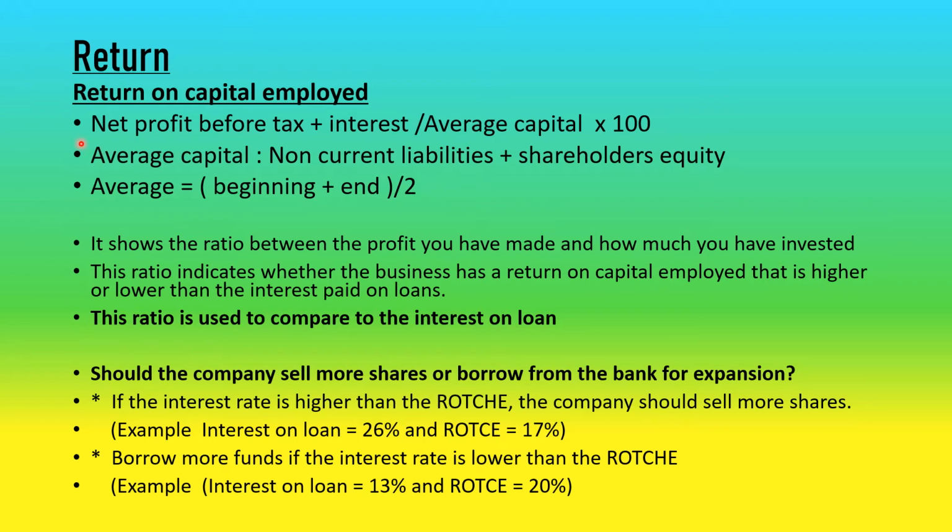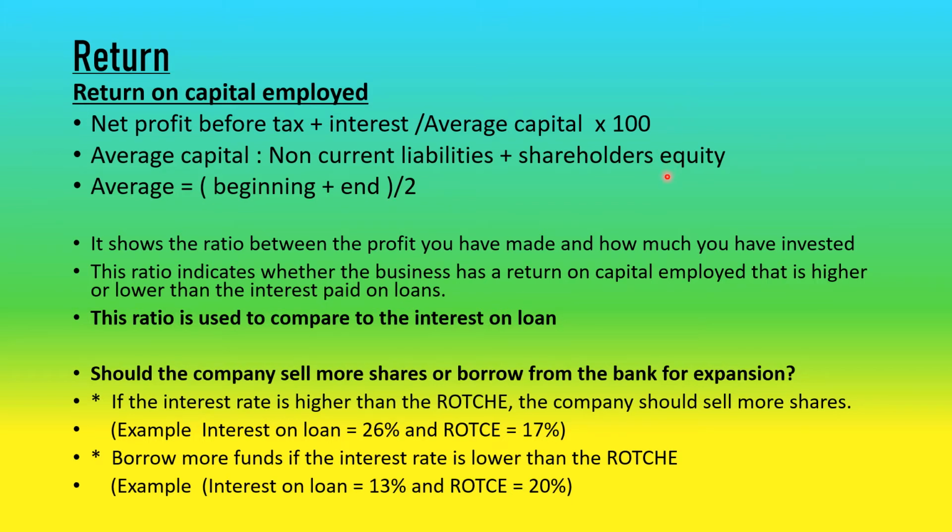So here you've got your net profit before tax, which is your return, and you add your interest back. The reason you're adding your interest back is because you compare this ratio to the interest. So you can't take interest into account if you want to compare it to the interest itself. Divided by the average capital employed times 100. So what is capital employed? Capital employed is basically money that you are able to use to run your business, which is money from your shareholders and your non-current liabilities, so loans taken from the bank that help you to run your business. And that is why those are called your capital employed.